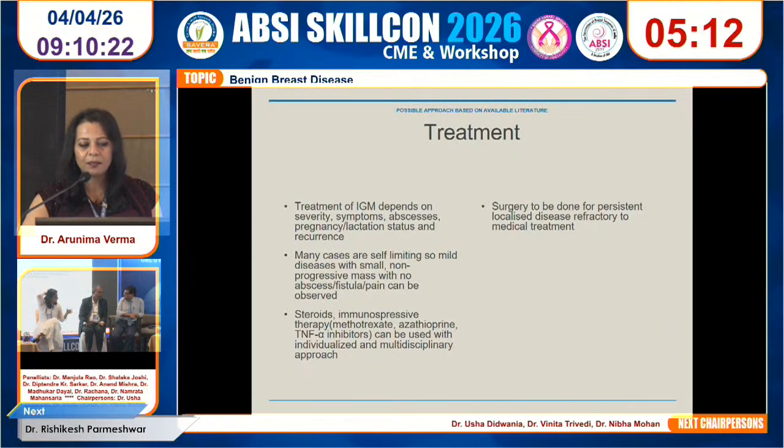So I would just sum up with that treatment of IGM depends on severity, symptoms, abscess, pregnancy, lactation status, and recurrence. And many of them are self-limiting, as already mentioned by Dr. Diptendra Sarkar. Steroids, immunosuppressive therapy can be used in individualized and multidisciplinary approach, and surgery to be done for persistent localized disease refractory to medical treatment.